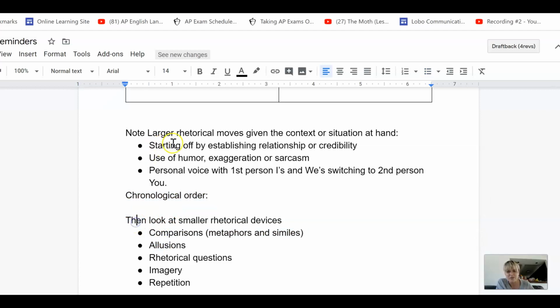And then also, obviously, once you get those larger big moves that they make, are they using stories? Are they using statistics? What are their bigger moves? Then you can look at the smaller devices that come up, right? And how those tiny devices impact or help move that rhetorical goal along the line. So things like allusions, rhetorical questions, imagery, that kind of thing.